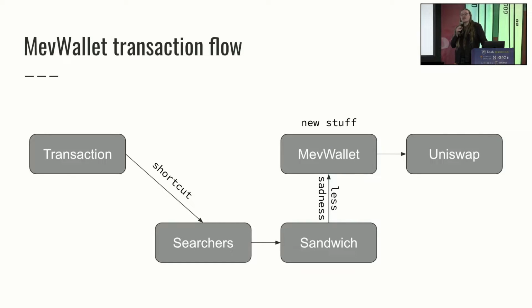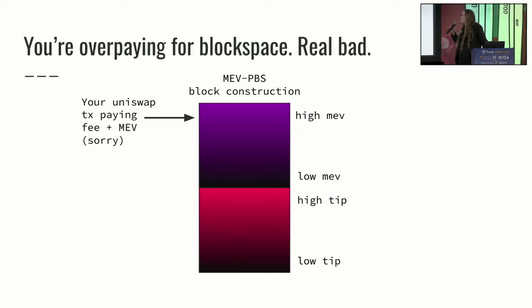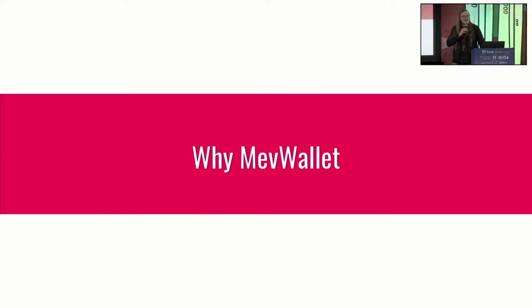So MEV-Wallet kind of shortcuts this process and says, if I'm just paying searchers in order to sandwich me anyway, I might as well just pay the searchers to sandwich me and skip this whole mempool thing. And MEV-Wallet adds in some new stuff to help you be a little less sad about the process. So the other question is, why MEV-Wallet?